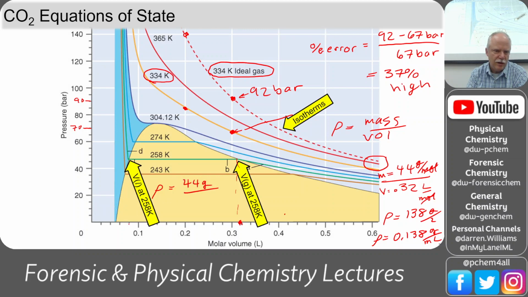Okay, now let's do the liquid density. So this is around 0.95. I don't know, what would you say? No, 0.095 or 95 mils. So 44 over 95, so 0.46.